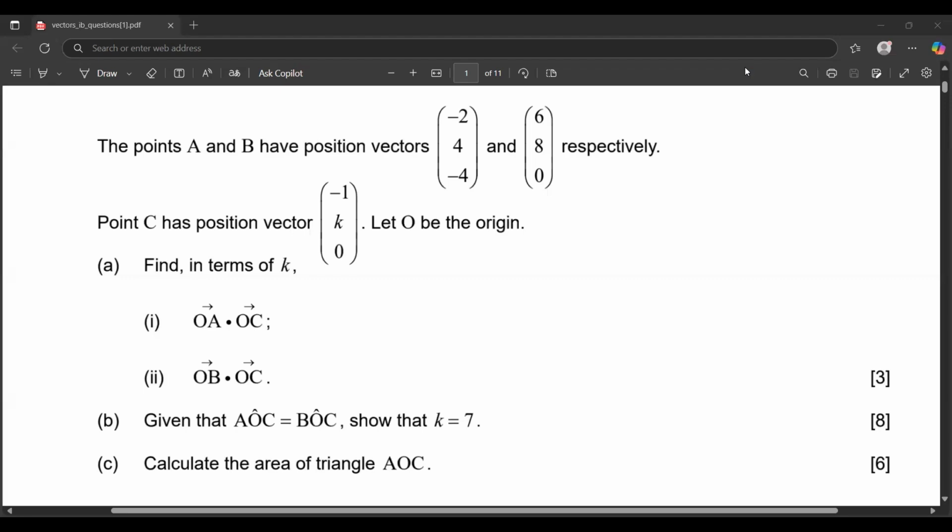Okay, so let's start with OA dot OC. First of all, we will find OA dot OC. Before I do this, let's take a minute to visualize these things. So we have OA, we have OB, and we have OC. I'm not exactly sure whether these are the exact positions of OA, OB and OC, but I'm just randomly drawing three vectors so that it will be easy for me to do the question.